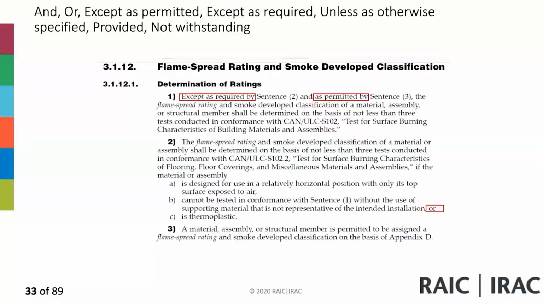Let's take a look. The flame spread rating and smoke developed classification of a material or assembly shall be determined on the basis of not less than 3 tests conducted in conformance with CAN/ULC S102.2, which is the test for surface burning characteristics for flooring, floor covering, and miscellaneous materials. So for floor finishes, I use CAN/ULC S102.2 instead of CAN/ULC S102 if the material is designed to be used in a horizontal or relatively horizontal position with its top exposed to air.